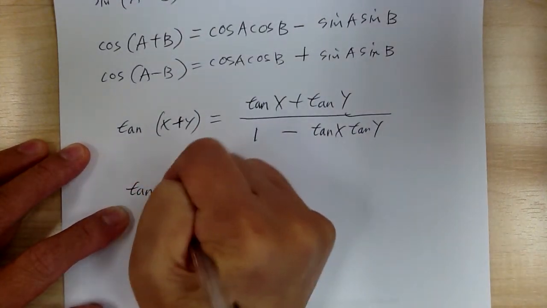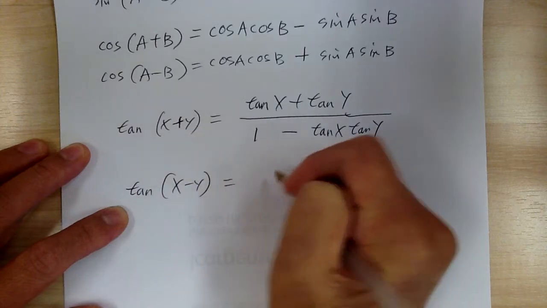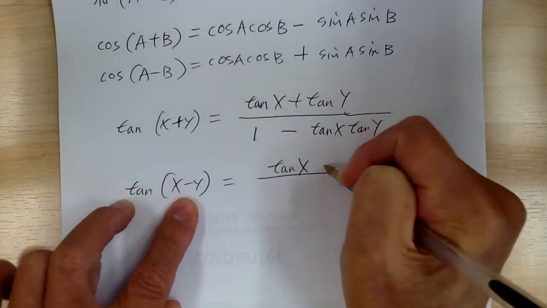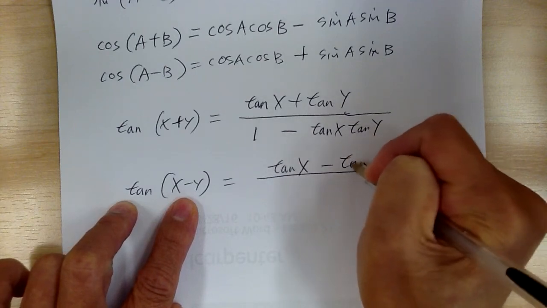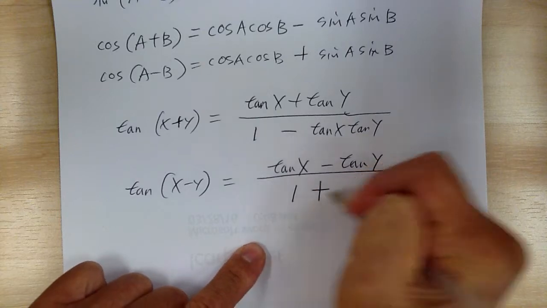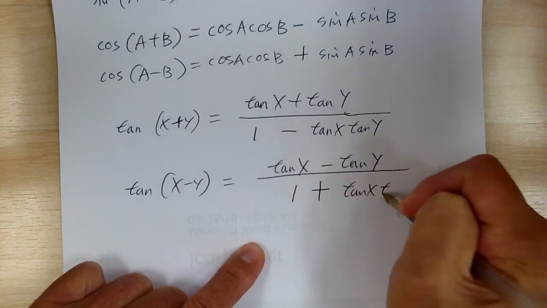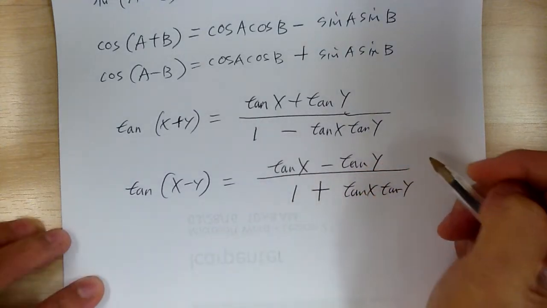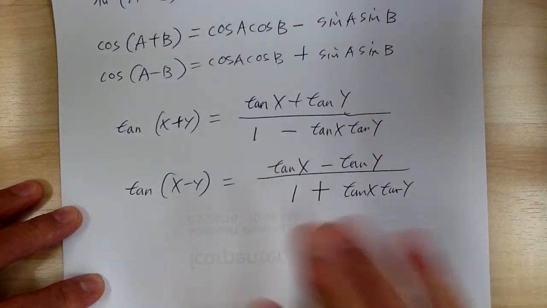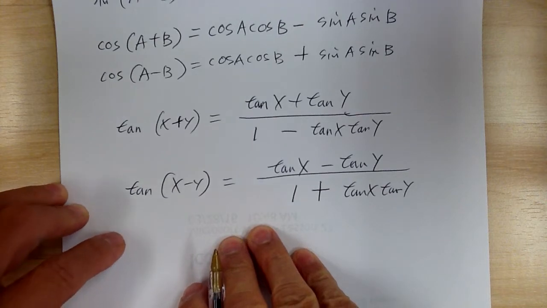So tangent of x minus y. So again, you're going to get tangent x minus tangent y, and 1. Now because this is minus, so it becomes plus. Okay, and that's it. So these are the 6 very important functions that you need to know.